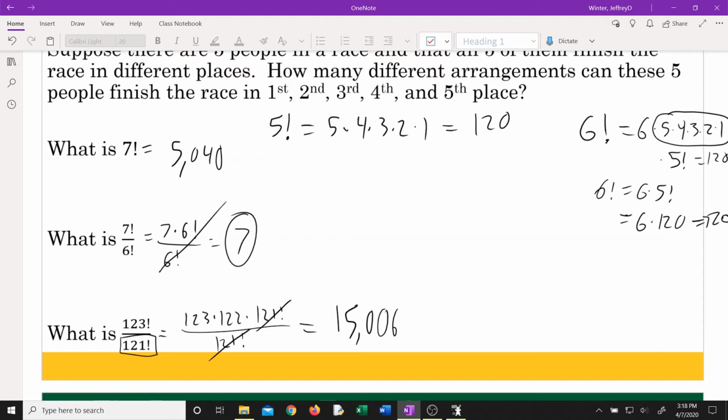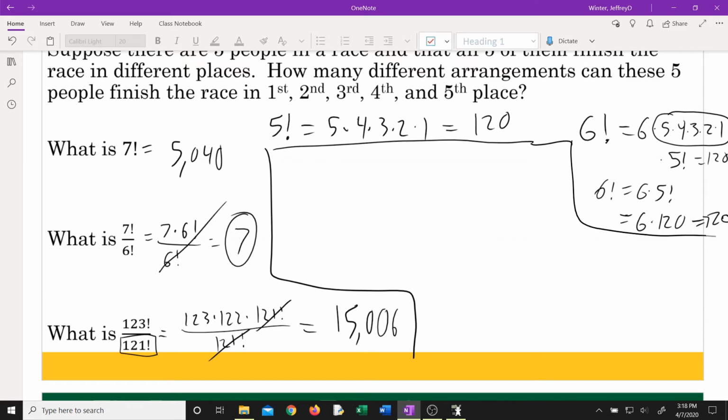So I don't have this in the PowerPoint, but I do want to bring up a couple more points here. Or rather, I want to look at just a couple more simpler examples than what we have up here. First one I want to look at is, what is 1 factorial? Well, 1 factorial is just, well, 1. Okay, simple enough. What is 0 factorial?